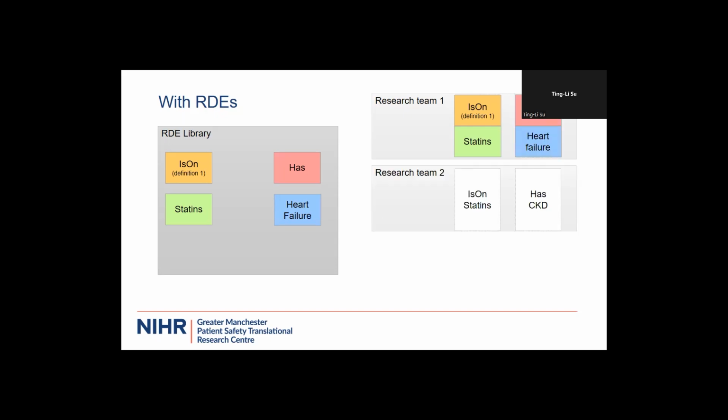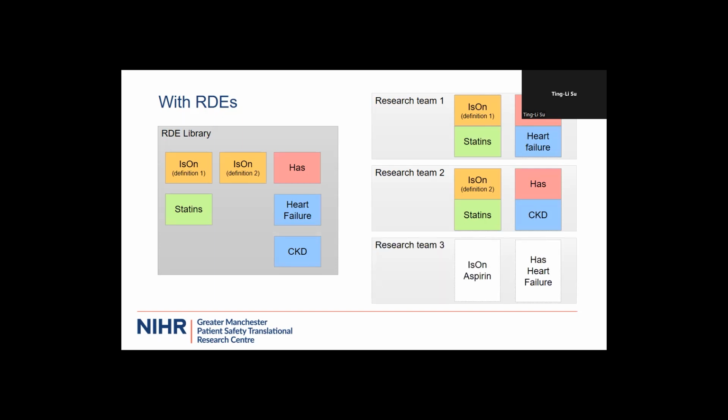You can probably see where it's going. Research team 2 come along and say, is on statins? Great, we've got this definition of "is on". We explain it to them, and they say, actually, that's not quite what we need. We want it to be slightly different. That's okay. We come up with a different definition of "is on", but we can still reuse the statins code set, so that's a bit saved. For has CKD, we've already defined what "has" means, so we just need to come up with a CKD code list, and then we can provide them with their has-CKD phenotype.